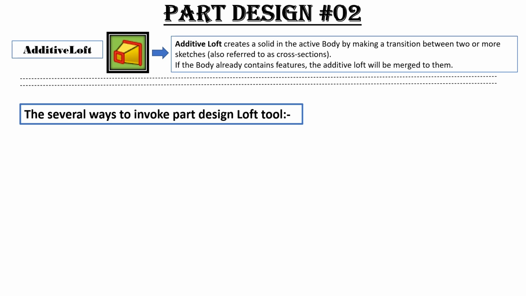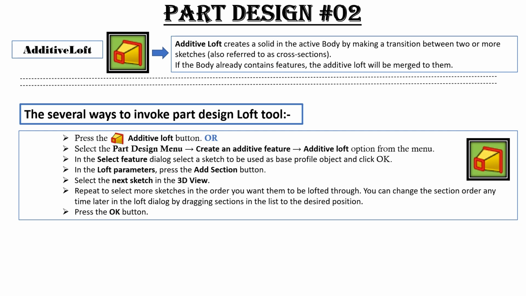Here, you find the steps and the several ways to invoke the Part Design Loft tool. The sketch selected at first will become the base profile. It is hereby important in what order you select them. You can change the section order anytime later in the Loft dialog by dragging sections in the list to the desired position.